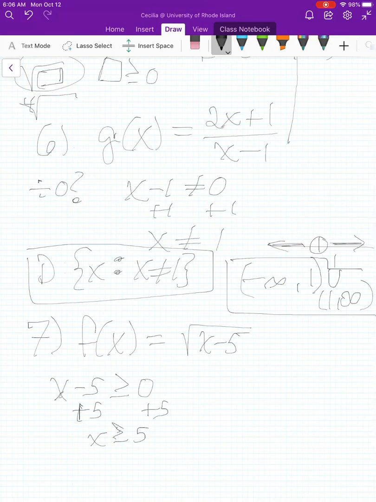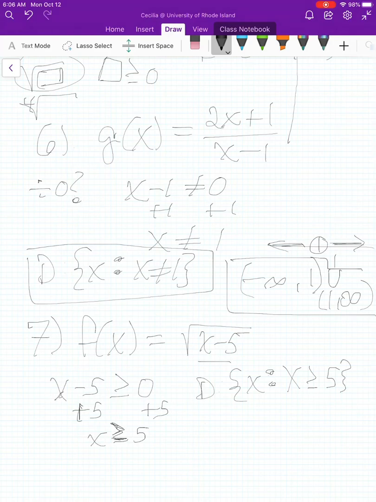So this is, we're answering this in the positive. This is not the restriction. This is not what we cannot do. This is what we can do. We can put things that are greater than or equal to 0 in here. So the domain is a set of all x such that x is greater than or equal to 5.